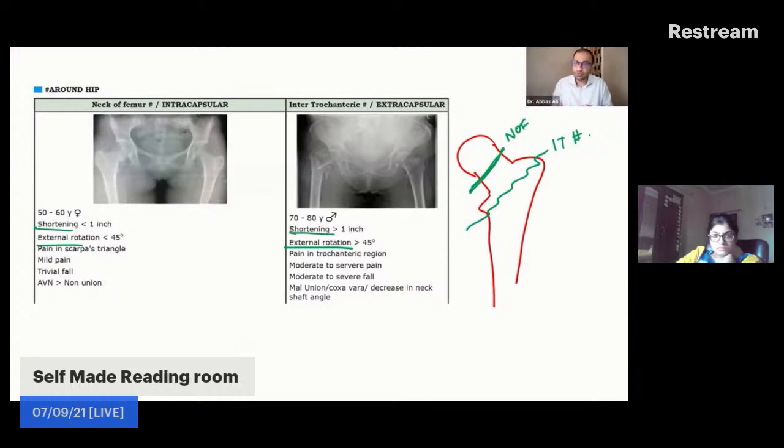Many of you get confused here. When I say extracapsular, you think extracapsular is intertrochanteric. Intracapsular is neck of femur. Okay? Did you get it? Right. Extracapsular has all signs more than intracapsular.